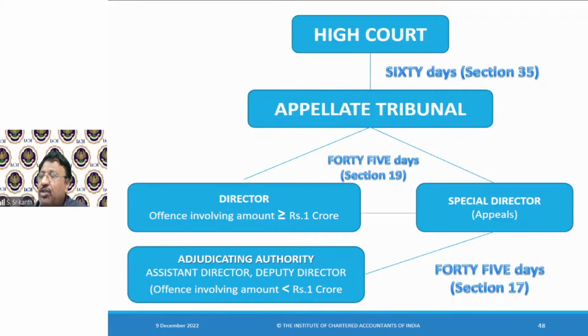See, quasi-judicial bodies are like a court, but not a court. They are not bound by the elaborate procedures applicable to a court, but they have to follow the principles of natural justice. They have to give a reasonable opportunity of being heard, and they have to pass a speaking order, right?